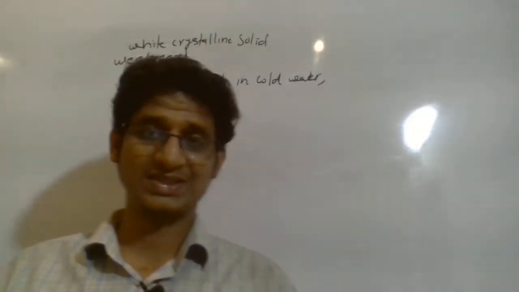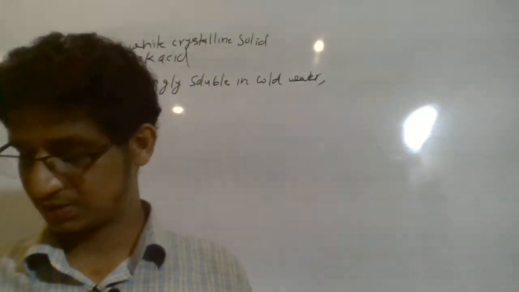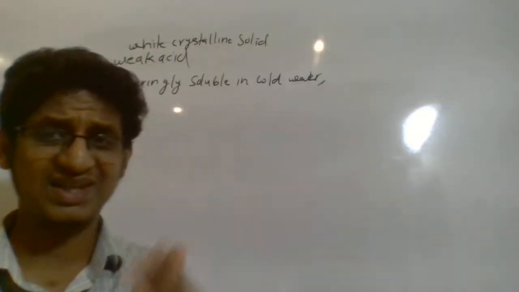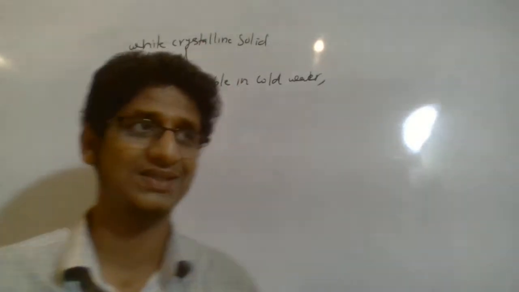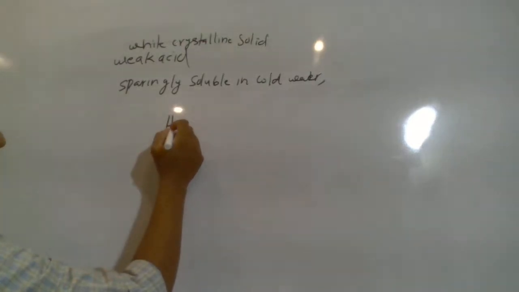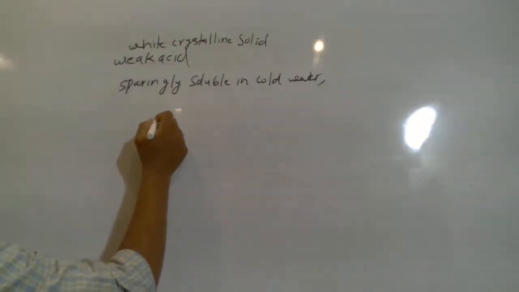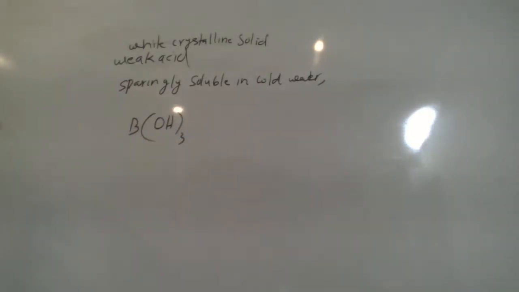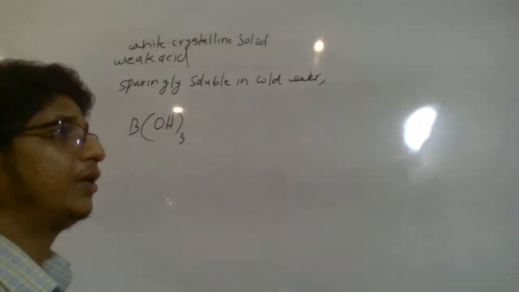Now let us discuss other important properties. We'll talk about acidity. Orthoboric acid, I already told you, is a weak acid. It's not a protic acid, as a first point you can remember. You can write it like this: H3BO3, or B(OH)3. It's not a normal protic acid.